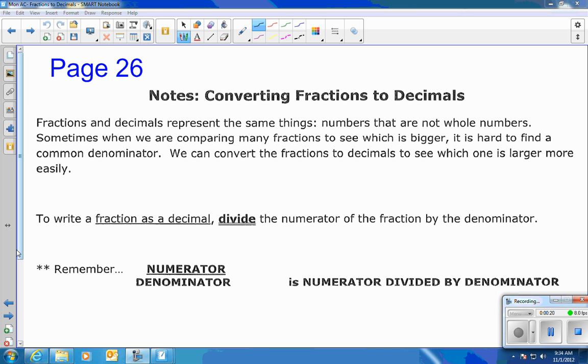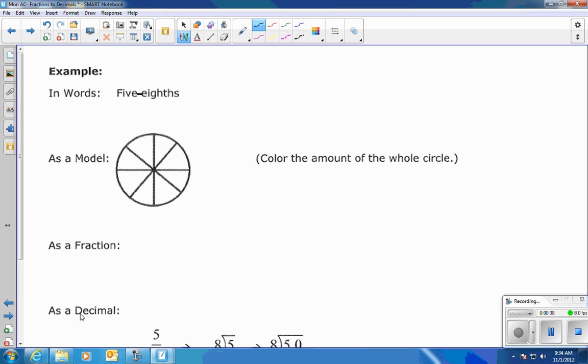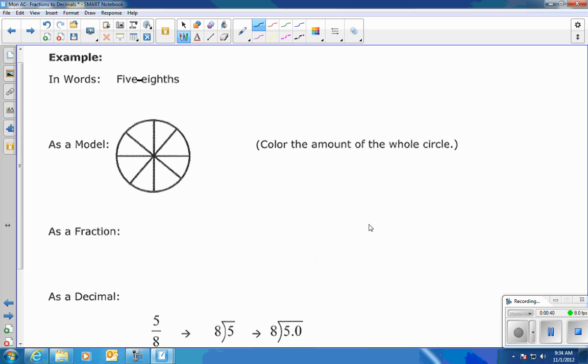To write a fraction as a decimal, all you have to do is divide the numerator, the top of the fraction, by the denominator, the bottom of the fraction. So remember, it's the numerator divided by the denominator. So in words, we say a fraction as 5/8 or 5 out of 8.